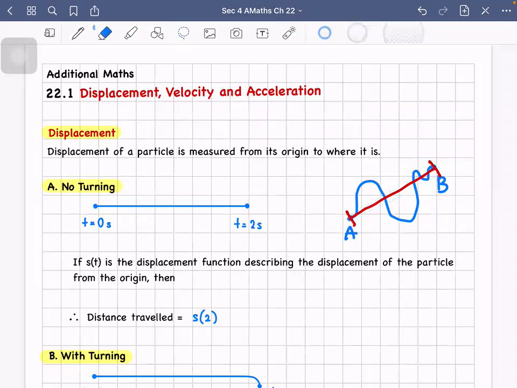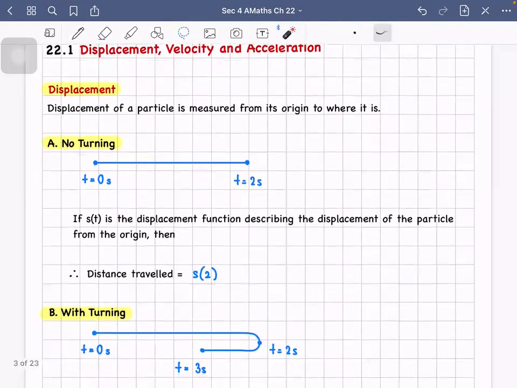So let's have the two types of displacements. These are very important in this chapter. The first one is no turning. In no turning, from, let's say, point A to point B, you just go straight there. So if the function of S(t) is the displacement function describing the displacement of the particle from the origin, by the way, every displacement or kinematic question always starts with the origin, at 0, 0, then the distance traveled is the function of S of 2.